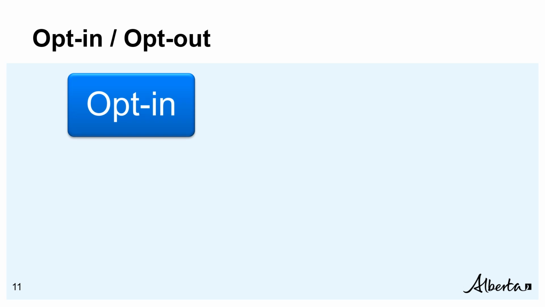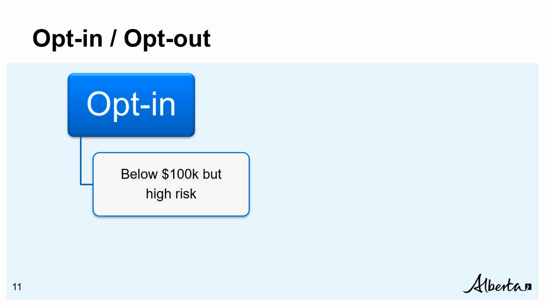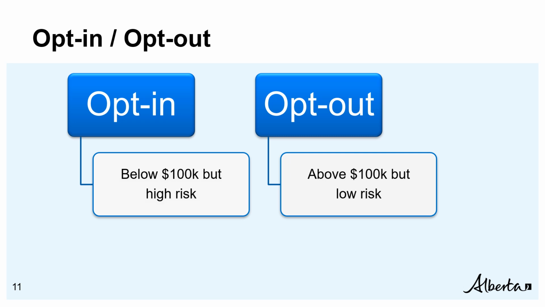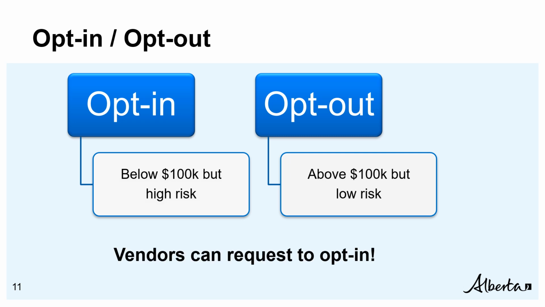Opting in is typically done because a contract is below the $100,000 threshold, but there is a high degree of risk associated with the contract. For opting out, it's the inverse. The contract is above the $100,000 threshold, but it's a lower risk and more routine contract. However, if you are a vendor who is awarded a contract that is not within the scope of the VPM program, you can request to opt in to VPM, which is approved at the discretion of Alberta Infrastructure.